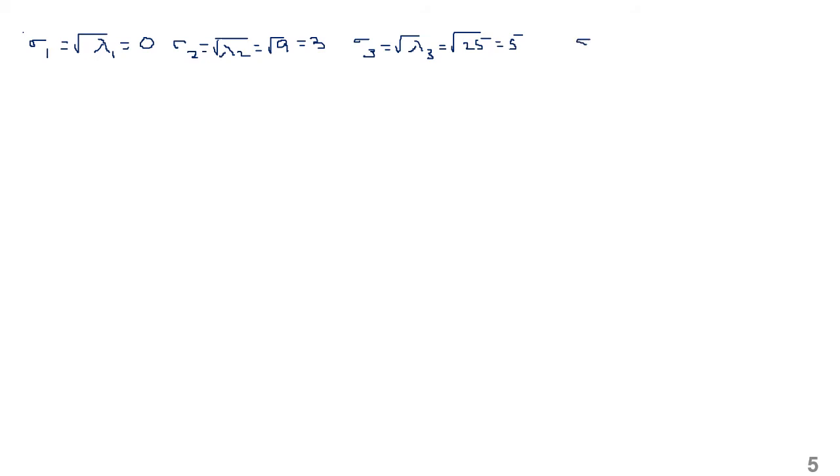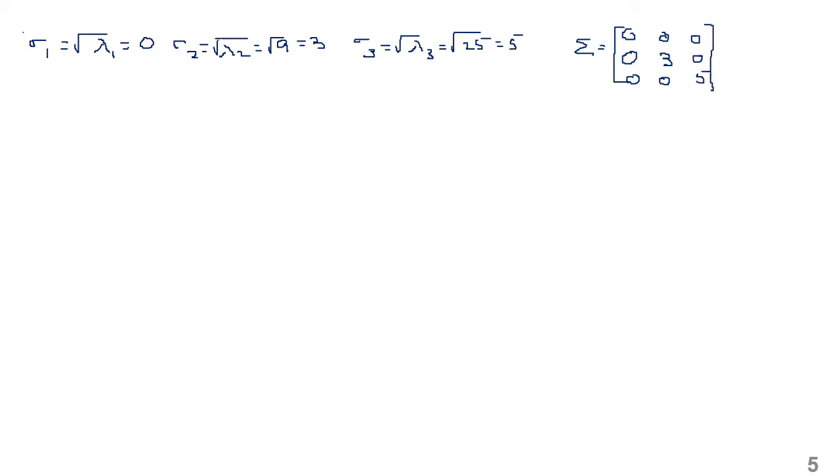Next step is to form sigma matrix. So sigma 1 is root of lambda 1, that is equal to 0, and sigma 2 is root of lambda 2, that is equal to root of 9, which is 3. Sigma 3 is root of lambda 3, that is root of 25, that is equal to 5. So therefore sigma matrix is given by 0, 0, 0, 0, 3, 0, 0, 0, 5.